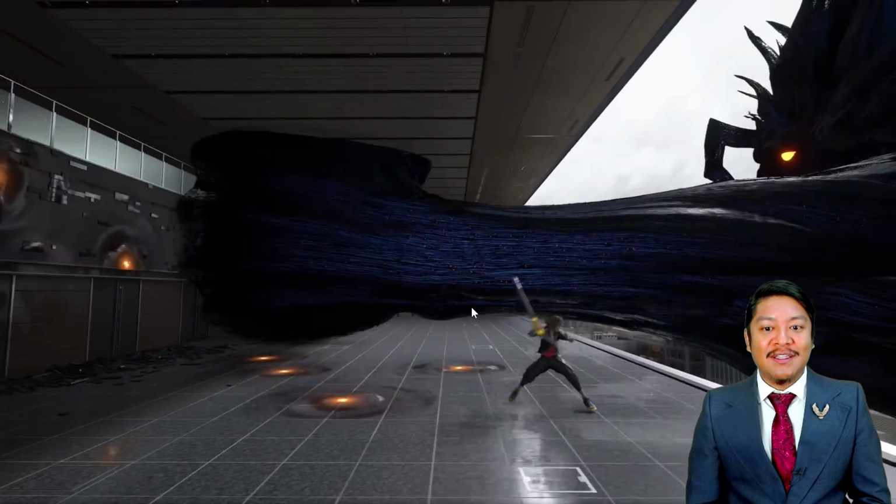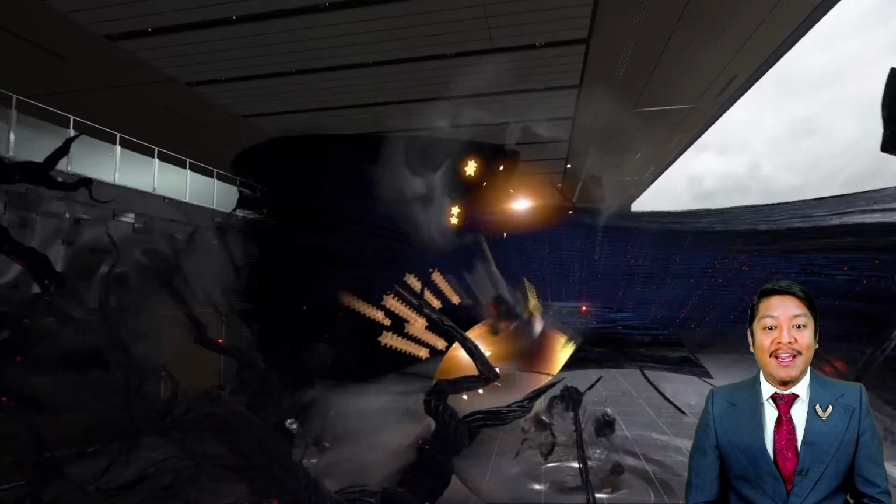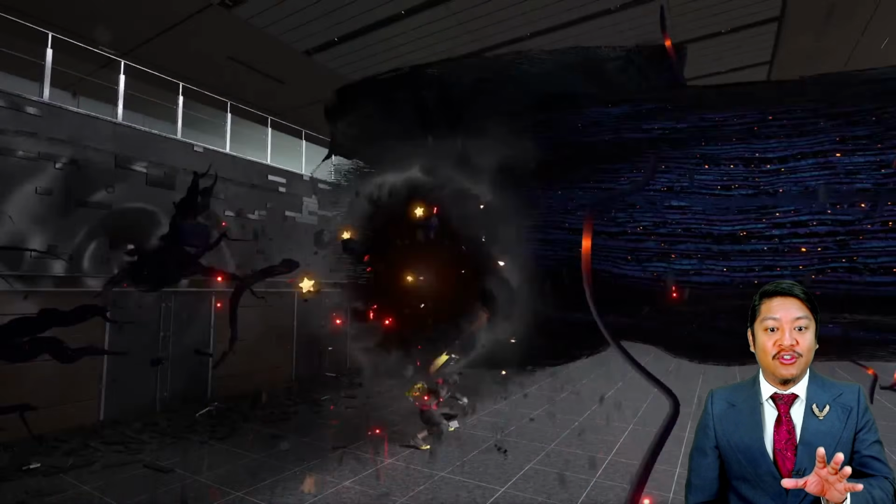We get a lot of this. So it looks like you're fighting these kaiju-sized creatures. You get knocked into the buildings. And I think that's why they've put so much effort into showing the depth of the buildings.